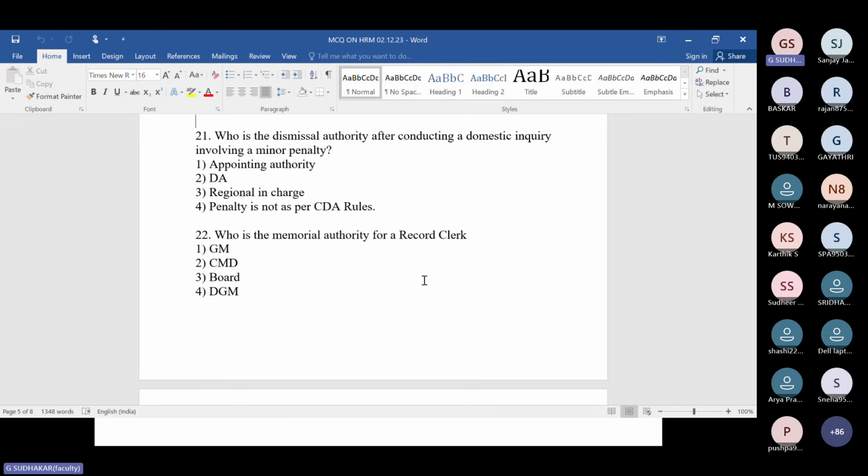Who is the dismissal authority? Appointing authority. Good. Whenever the word dismissal comes, the appropriate person is the appointing authority, not DA, not regional in charge, not penalty. Maybe in some cases the regional in charge will be the appointing authority, but we have to answer appointing authority. Okay, 22. 2, CMD, sir. Good. Good going.